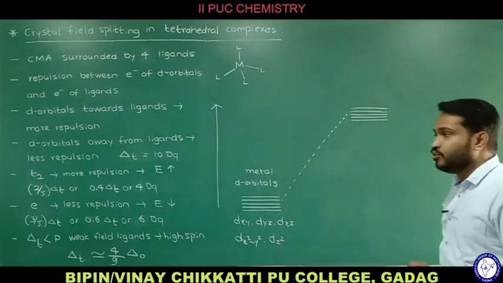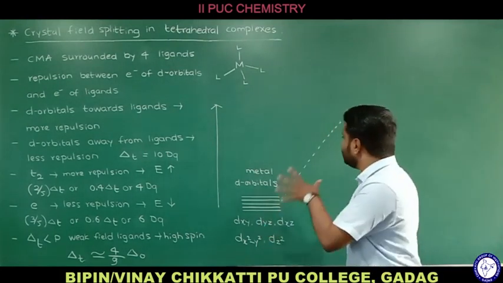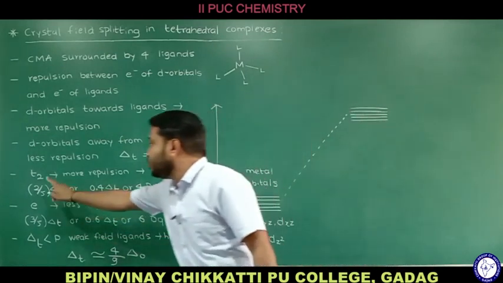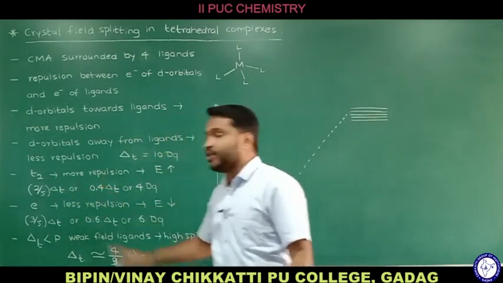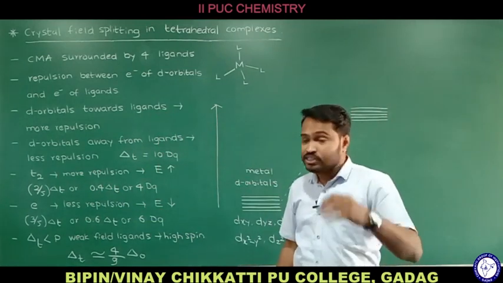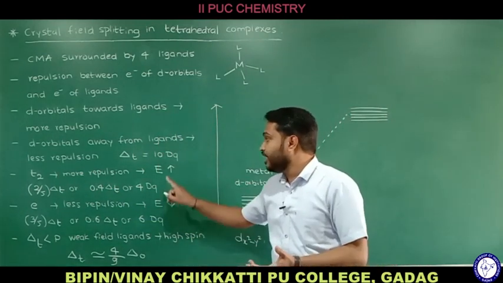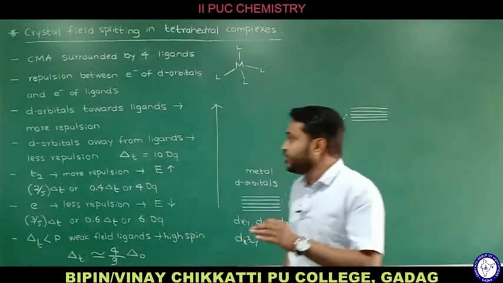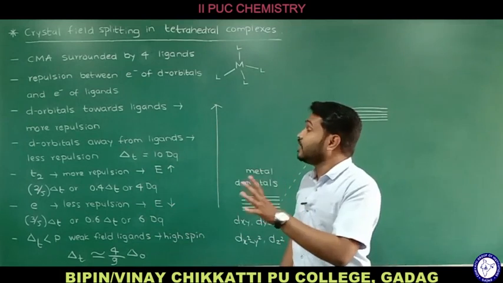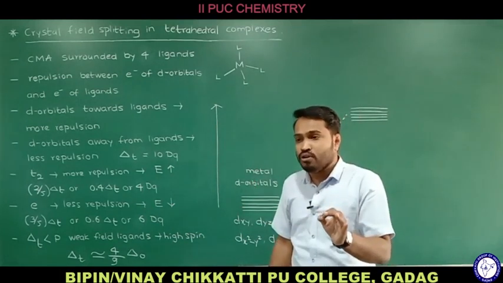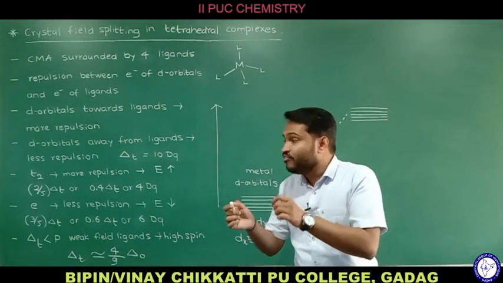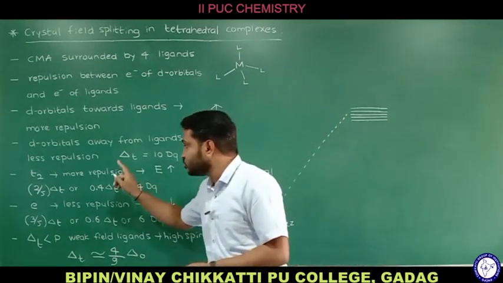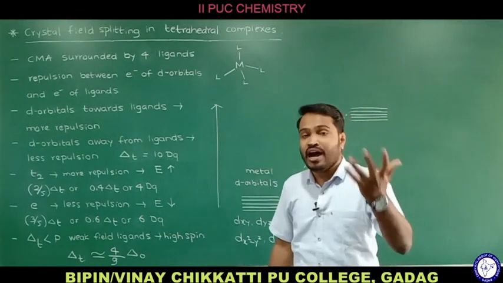And the reason is, when the central metal atom approaches the ligand in a tetrahedral complex, the T2 atomic orbitals are going to experience more repulsion. Since they experience more repulsion, the energy will be higher. Why will T2 atomic orbitals experience more repulsion? Because in the tetrahedral complex, T2 atomic orbitals are nearer to the ligand, whereas E atomic orbitals are far away from the ligand. Therefore, T2 experiences more repulsion. More repulsion means high energy.